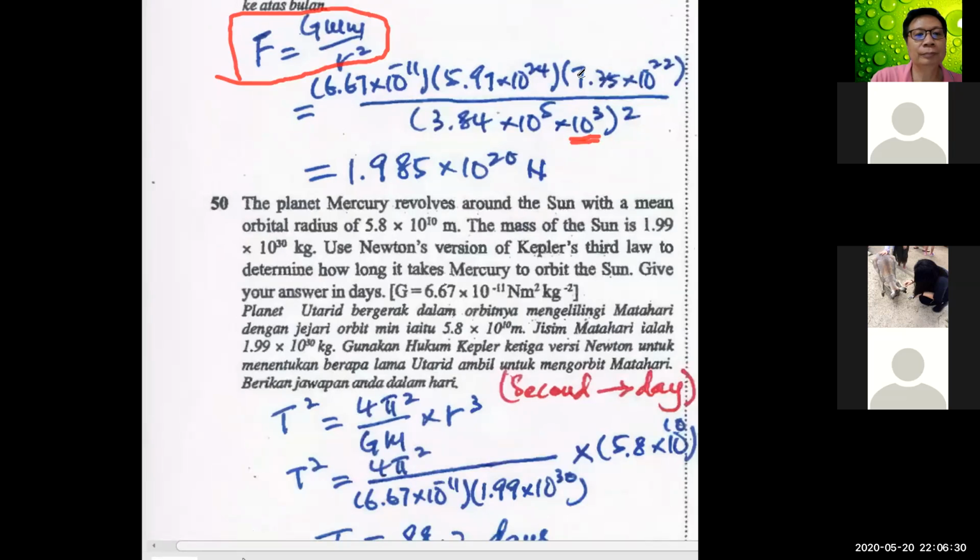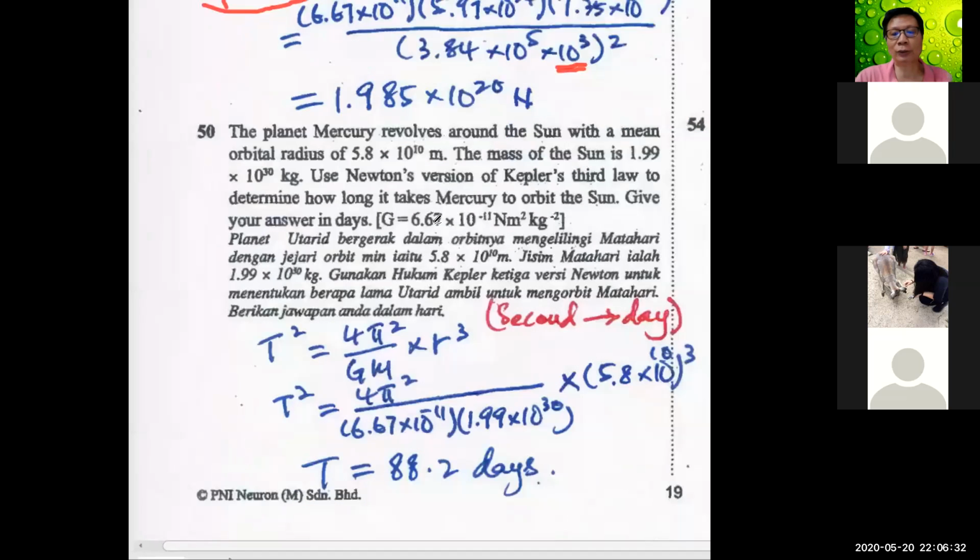Okay, now focus on the last question here. The planet Mercury revolves around the Sun with a mean orbital radius, R. The mass of the Sun is 1.99 times 10 to the power 30 kg. Use Newton's version of Kepler's third law to determine how long it takes Mercury to orbit the Sun.